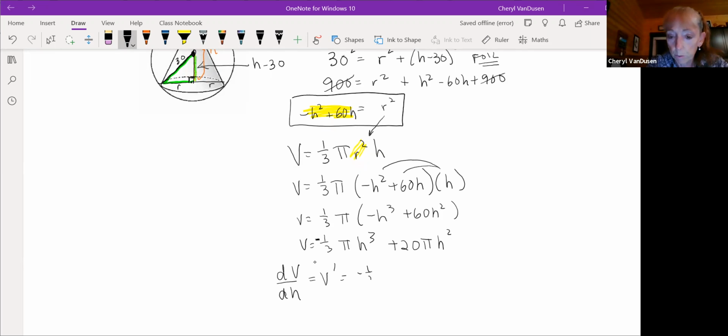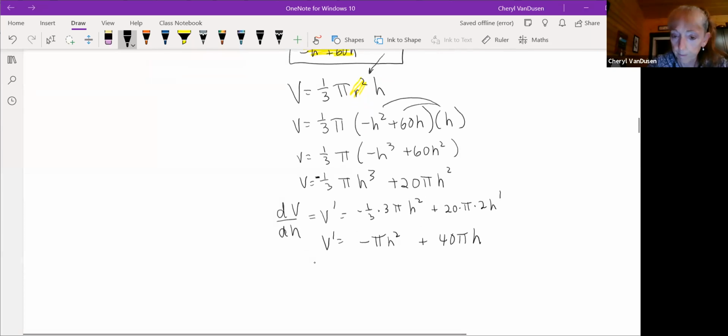So we get minus 1/3 multiplied by the 3 pi H squared. So that was bringing the 3 down and subtracting. And then I'm showing all the work here. Okay. So then our derivative statement would be minus pi H squared plus 40 pi H. So there's our derivative statement. And then again, we set it equal to 0 and solve.